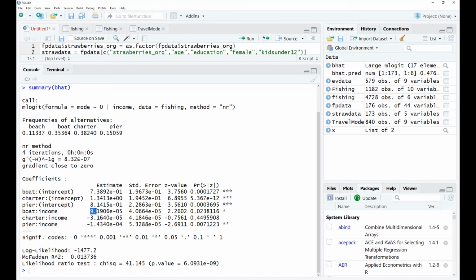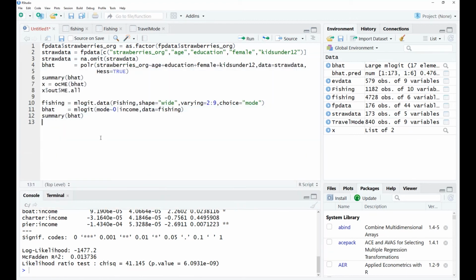Okay. Now, what you can do is you can also calculate the fitted probabilities. Just call this fishing.fitted is equal to fitted, parentheses open, b hat, and then you have to type in outcome equals false.